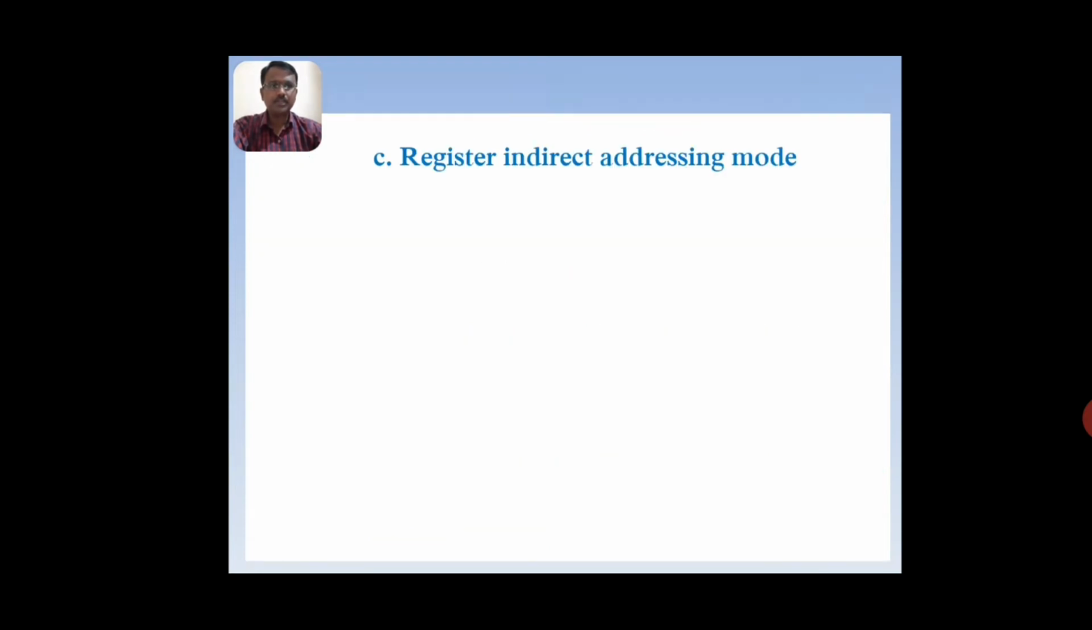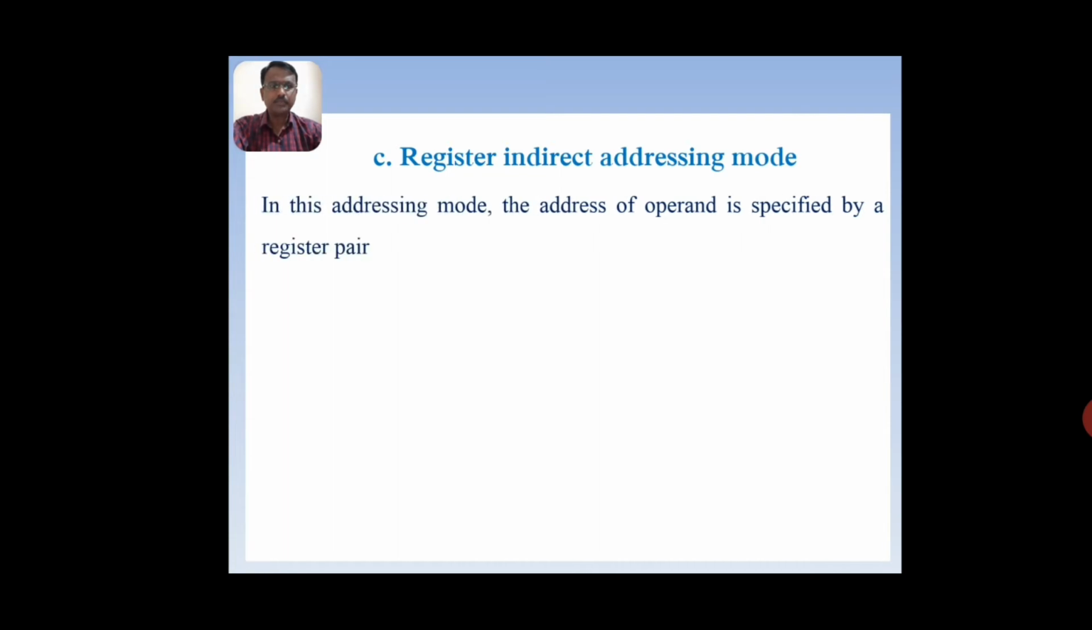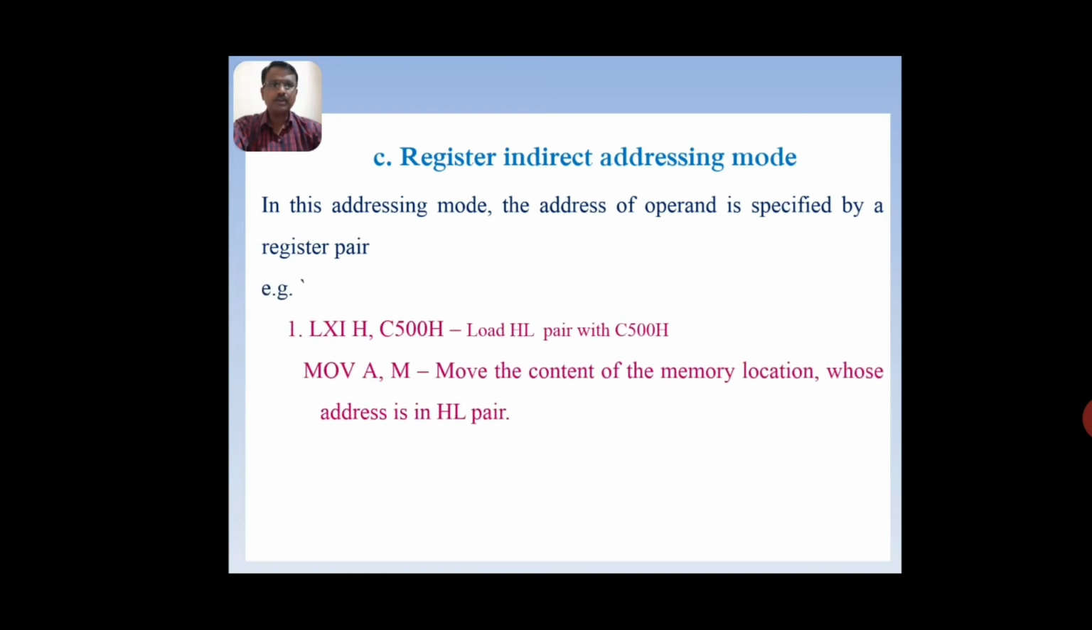Third addressing mode is register indirect addressing mode. In this addressing mode, the address of operand is specified by a register pair. Remember our first type, that was direct addressing mode, where the address of operand was given in the instruction. In the second, the operands were general purpose registers. Now here the address of operand is specified by a register pair, means the address is not given directly, it is given indirectly, through a register pair.